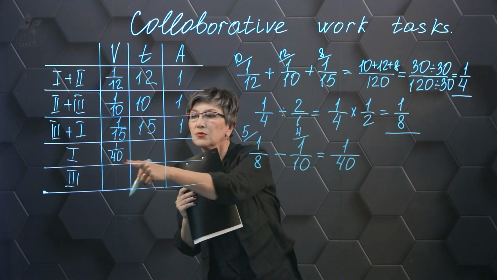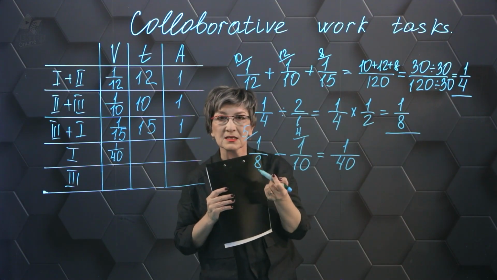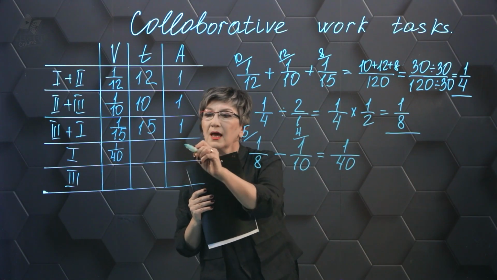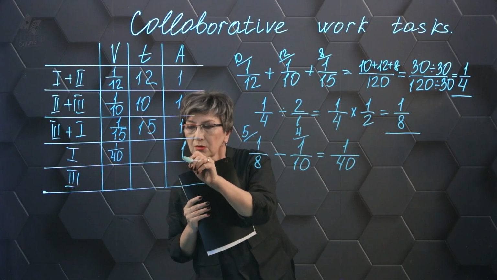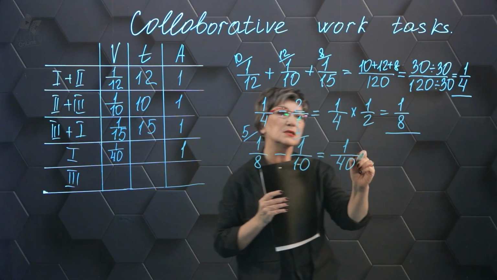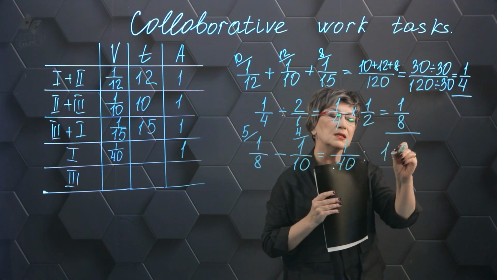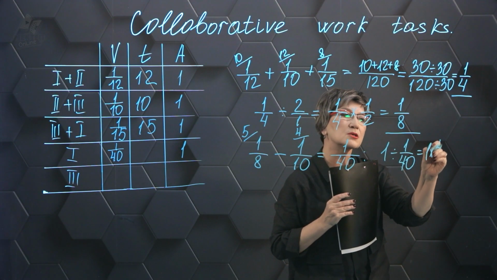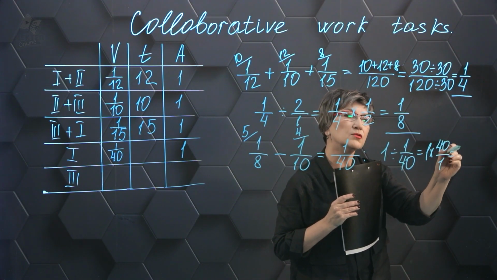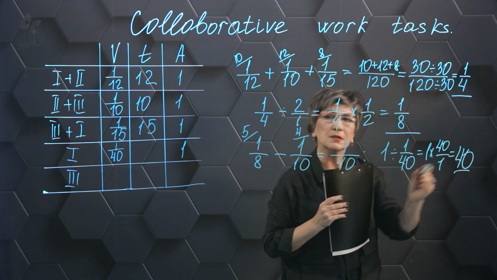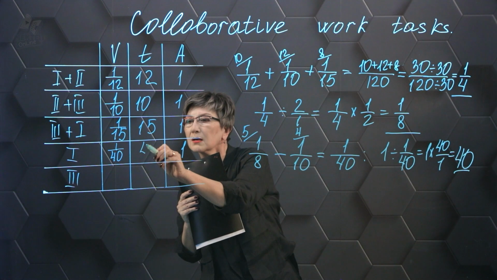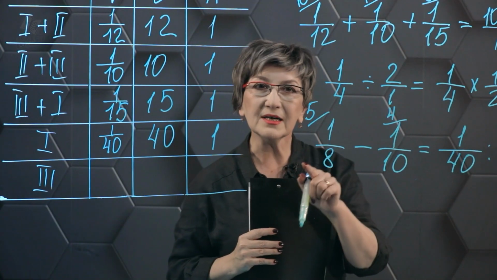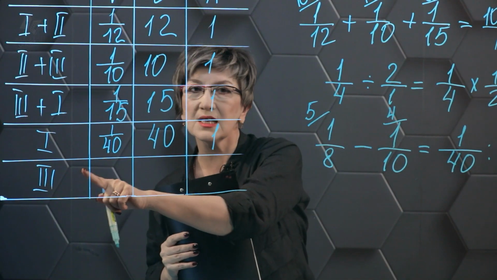But if the productivity of the first company is 1/40, then we can find the time. To do that, we need to divide the work by the productivity. 1 divided by 1/40, or 1 times 40, equals 40. In 40 months, the first company will build this house. Let's find the productivity of the third company.